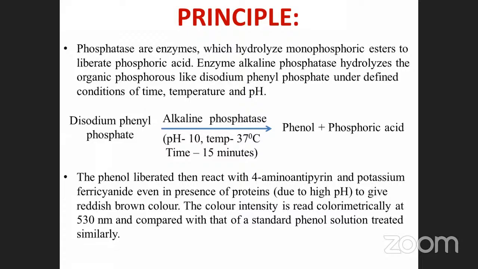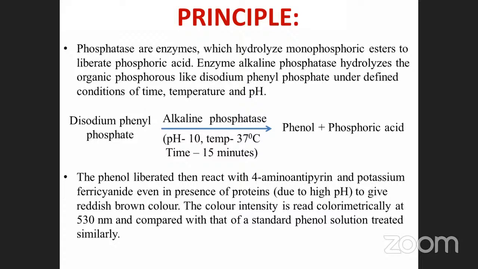Why is the name alkaline phosphatase? It's because this enzyme is active in alkaline medium. That's why the name of this enzyme is alkaline phosphatase. Another enzyme is acid phosphatase, which is active in acidic medium. That's why its name is acid phosphatase. And this is alkaline. You know blood pH is slightly alkaline, 7.4. This enzyme hydrolyzes monophosphoric esters to liberate phosphoric acid or phosphates.